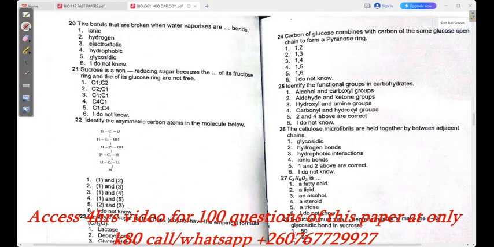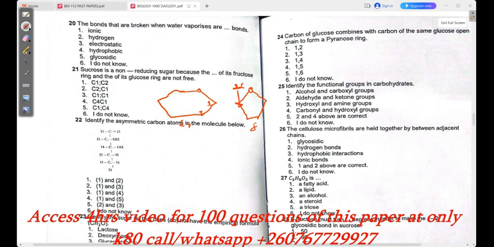21. Sucrose is a non-reducing sugar because the dash of its fructose ring and the dash of glucose ring are not free. So you are going to have a glucose which looks like this. Then a fructose, it is like this. It has a pyranose ring, or a furanose ring. This is fructose. This is going to be glucose. So this is going to be carbon 1, 2. Here we are going to have carbon 1 somewhere here. Then this will be carbon 2.